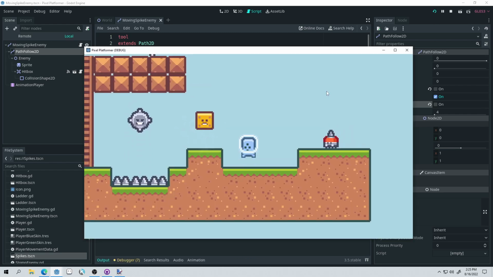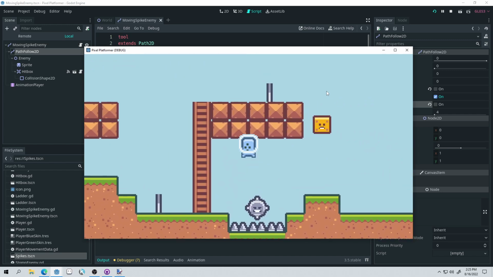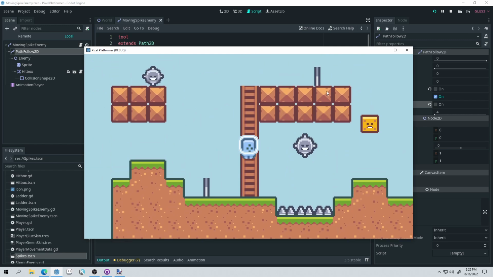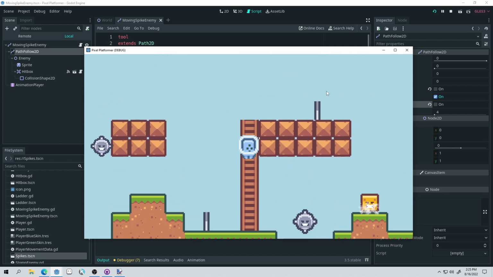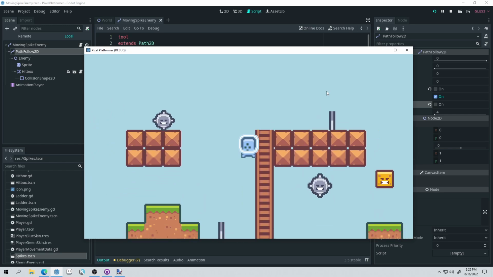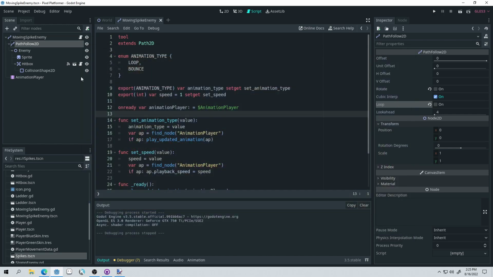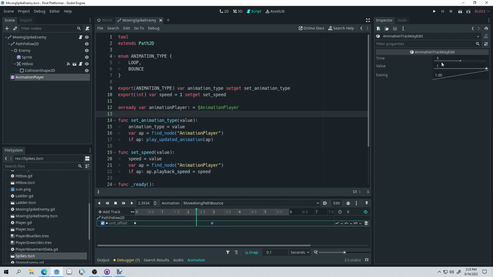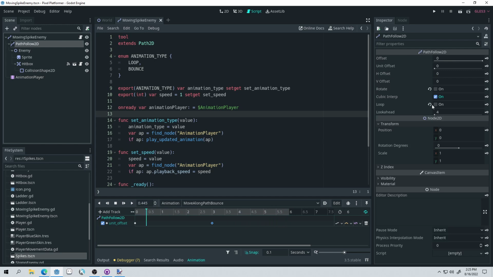Okay. So that fixes that one, it seems. Does this one still work? And yes, that one still seems to work. It's interesting how that works. But yeah, that was their solution, which is a better solution. You can leave your move along path bounce value at 1, which is the value we would expect, and then you just turn off looping on your path follow 2D. So that solves that problem.